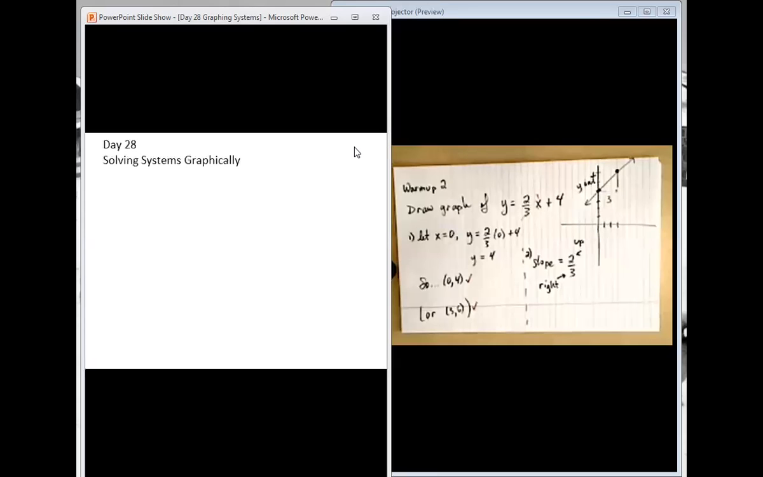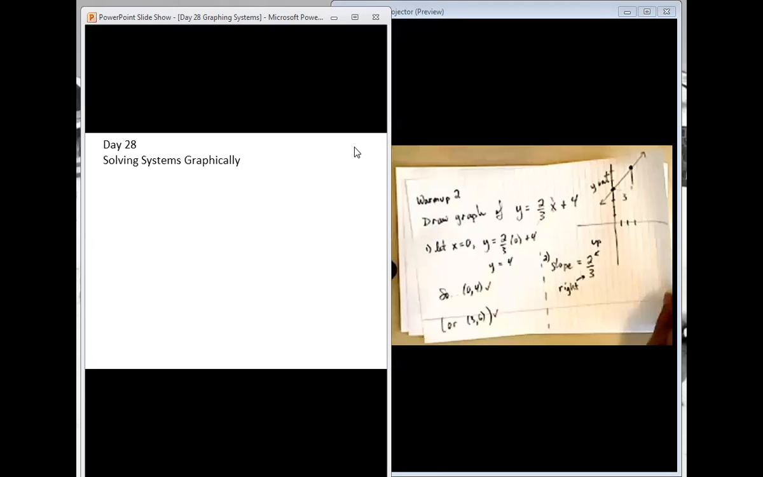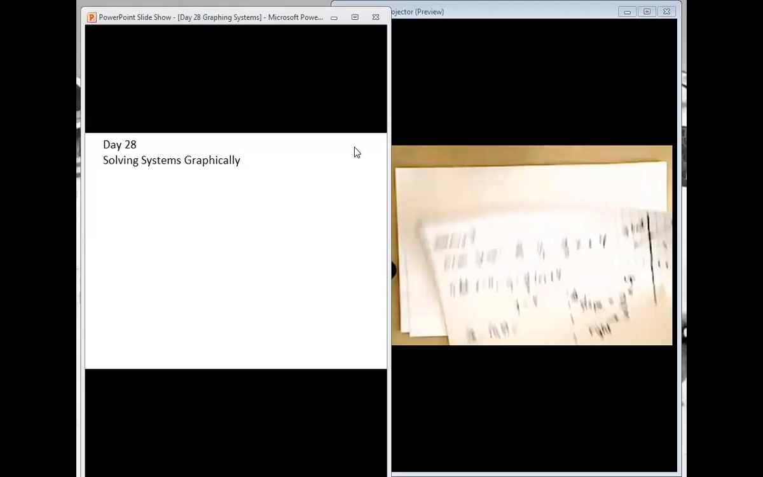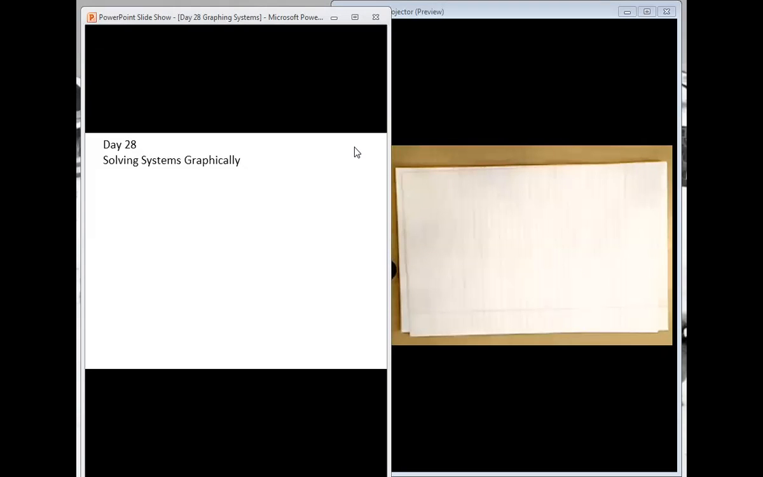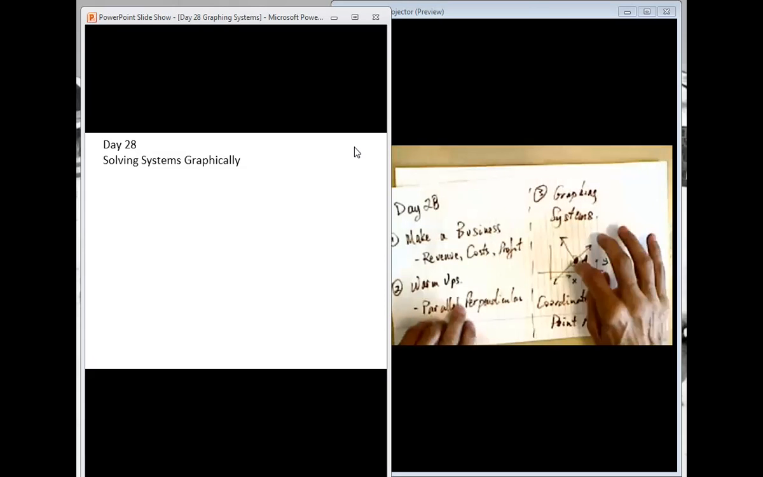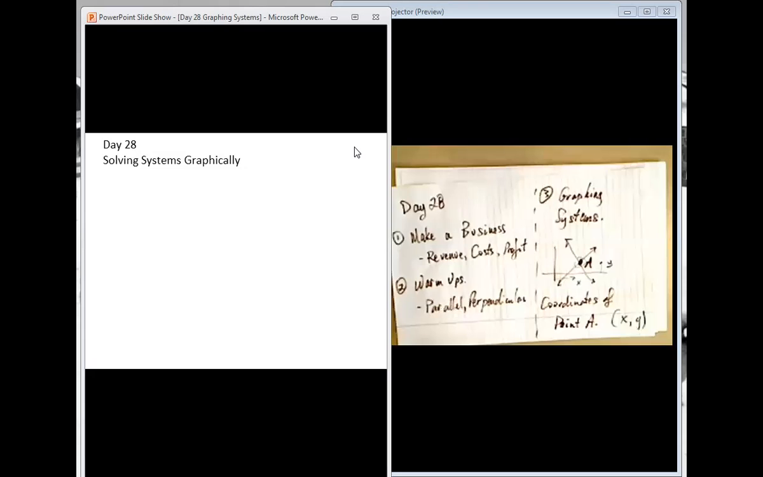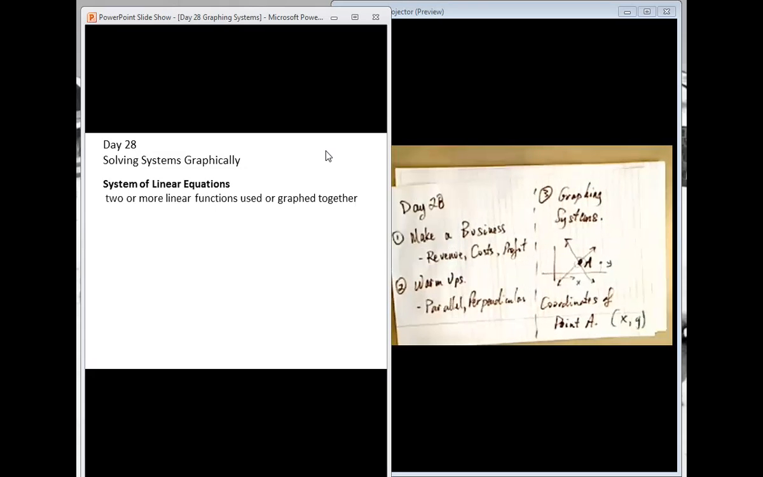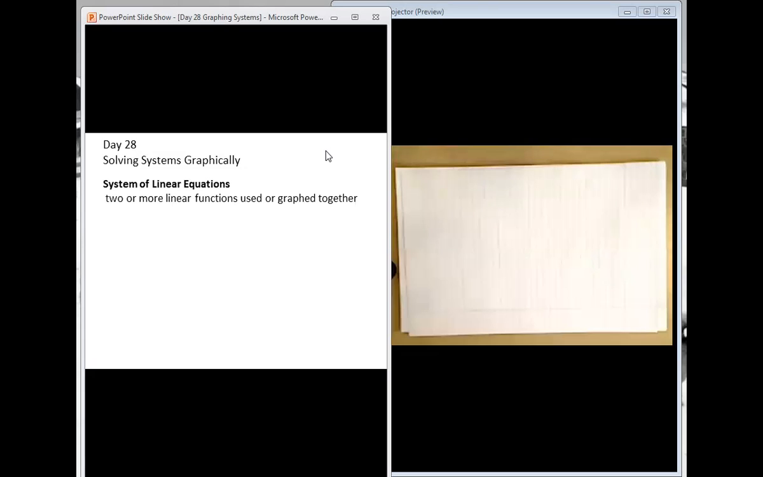All right, so graphically solving systems. Remember what we're doing is instead of only one line on our picture, we're going to have two of them. And we're going to find out where these lines cross. Okay, so that's what it means by solving graphically. Just graph them together, as it says there.